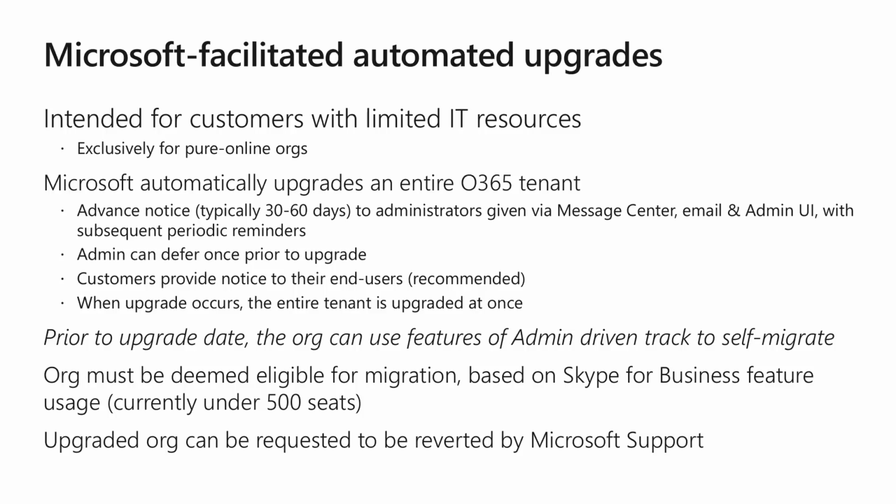Now, prior to the determined upgrade date, if there happens to be an IT admin in place or a partner admin in place, of course, they could use features of the customer-driven, IT admin-driven track to self-migrate. You could make this available and do the upgrade however you see fit prior to the upgrade date. If for some reason the organization completes their upgrade, but there's a challenge or some type of deficiency, the organization can request to be downgraded by Microsoft support.